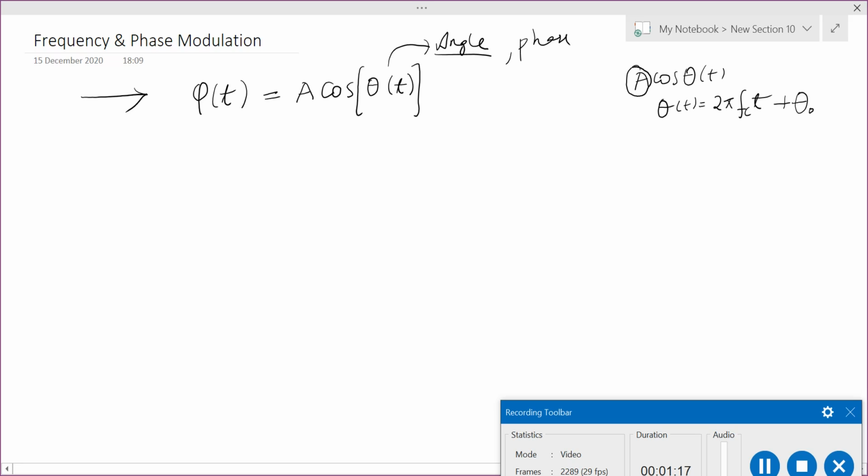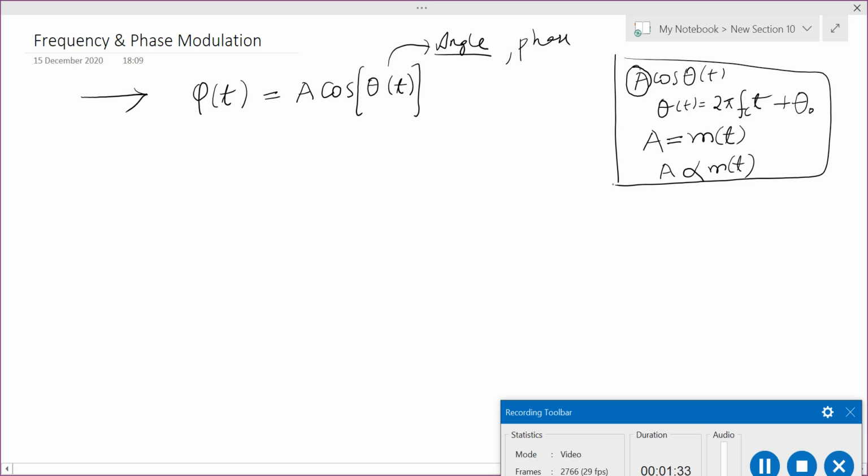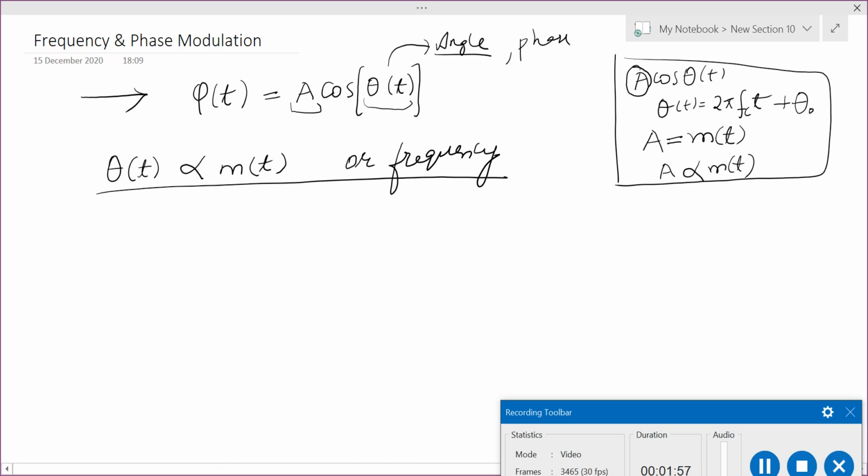Now we use it to vary A with message signal in amplitude modulation, whether it is DSBSC or AM. So this A is equal to m of t in case of DSBSC, or A is proportional to m of t, message signal. That is for AM, right? Amplitude modulation. But we can have one more thing. Instead of varying the amplitude A with the message signal, we can vary this theta of t with the message signal. We can make it proportional to message signal, right? Or we can make frequency proportional to message signal.